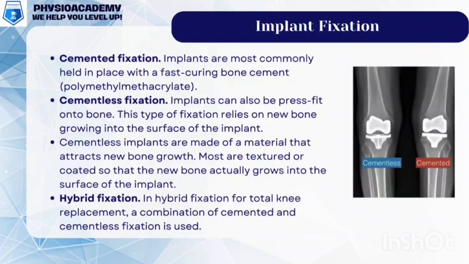Cementless implants are made up of material that attracts new bone growth, for example hydroxyapatite. Its main function is to attract new bone growth, and they can be textured or coated so that the new bone actually grows into the surface of the implant and fixation is better. In hybrid fixation, for total knee replacement, a combination of cemented and cementless fixation is used. So the components can be used accordingly, and this is called hybrid fixation.